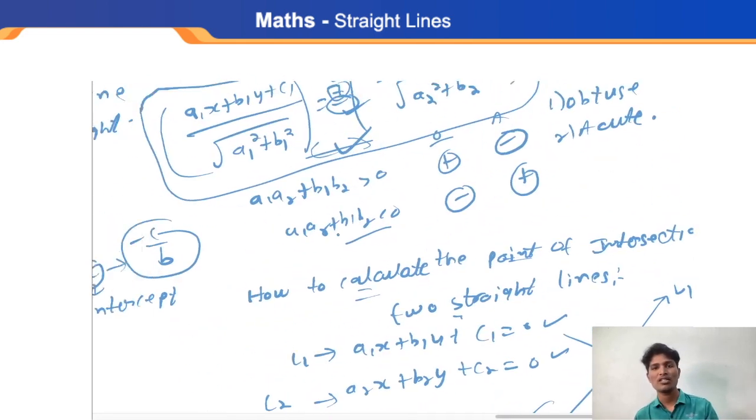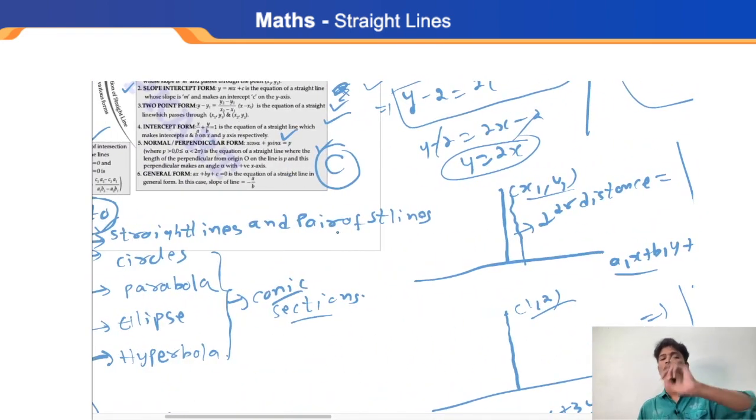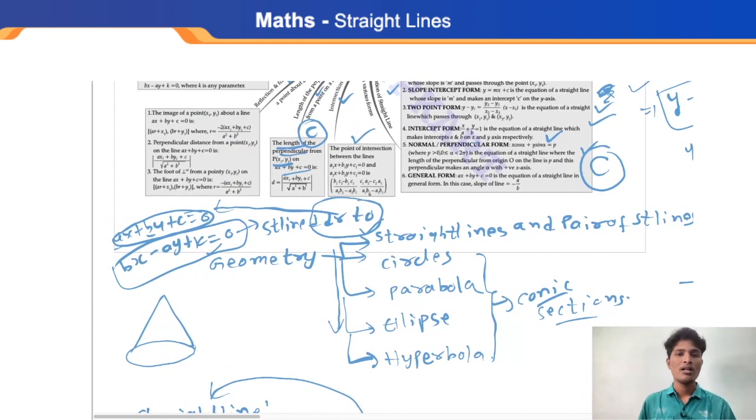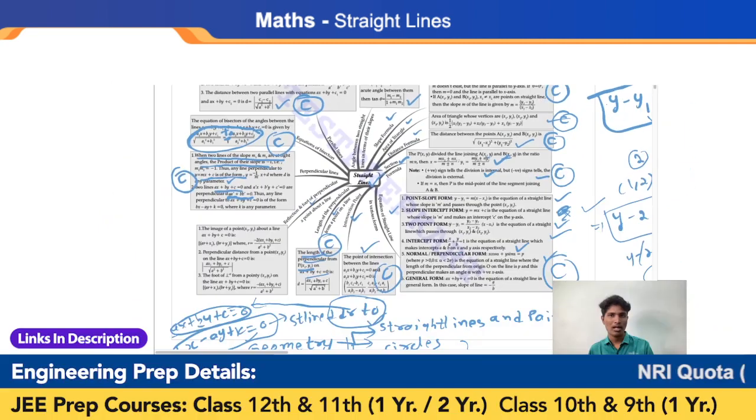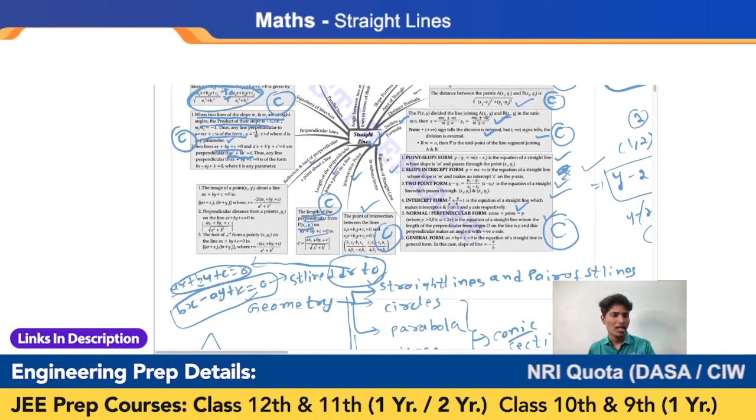This is the procedure: make any one variable's coefficient the same in both equations, and subtract or add the equations according to the requirement. This block is also completed. Now I think I have completed the entire block, the entire mind map.